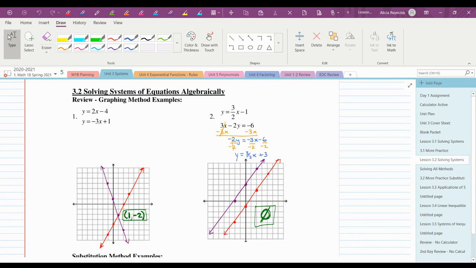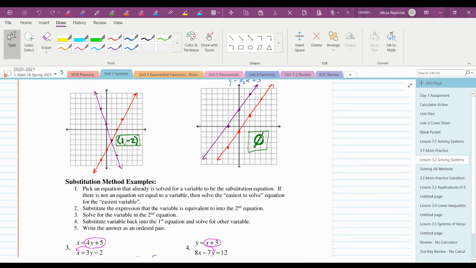And then when I graph both of those lines, we should notice that they have the same slope, which makes the lines parallel, which means they will never intersect. So there is no solution to that system. That's what that 0 with the line through it means. It means no solution. It's not the same thing as 0.